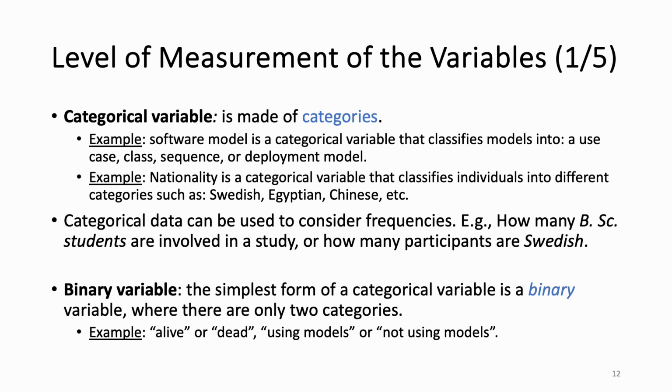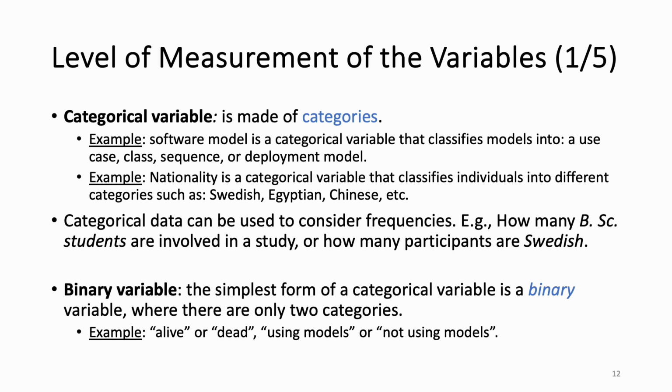Okay, so now we have seen the different types of variables. Now we are going to see the different levels of measurement of these variables. And we start with the categorical variable. The categorical variable is made of categories. For example, we can consider software models as a categorical variable because it classifies models into different categories like a use case, class, sequence, or deployment diagram.